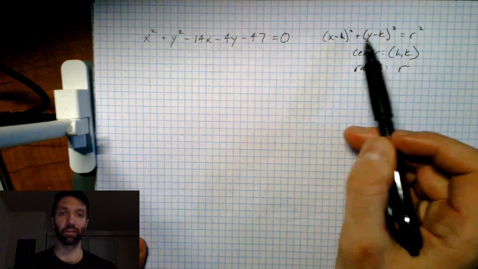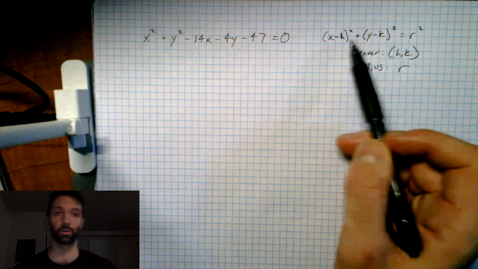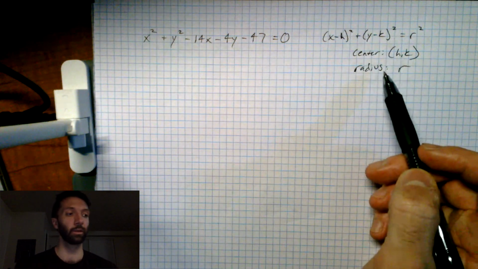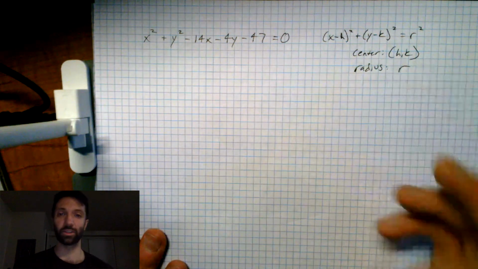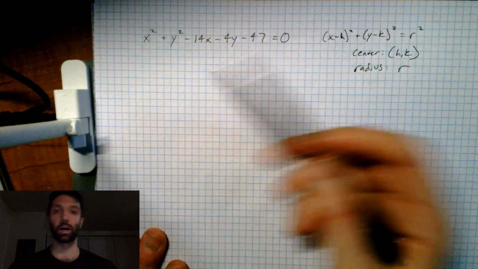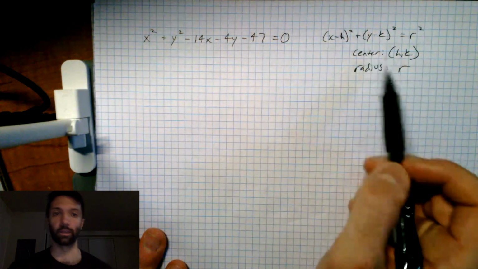But the conic form of the equation of a circle does. It tells us the center and it also tells us the radius. And so what this is going to be about is just converting this general form into the conic form so that we can easily see the center and radius.